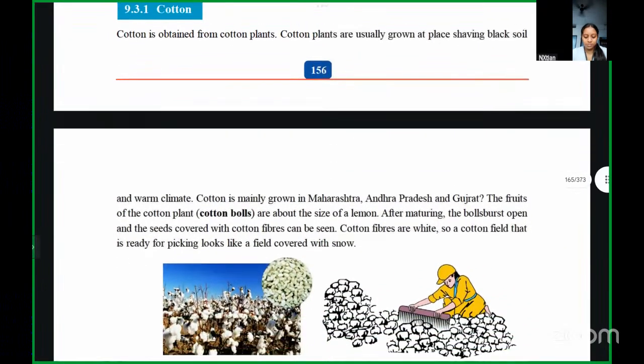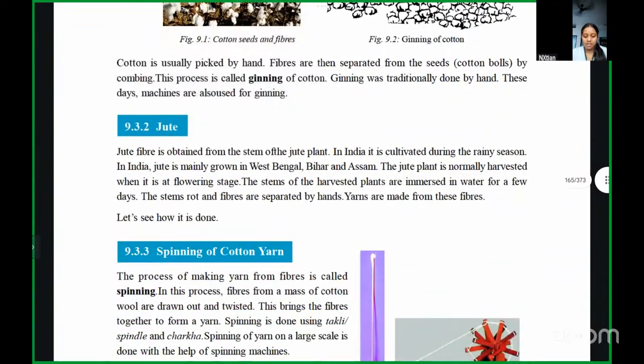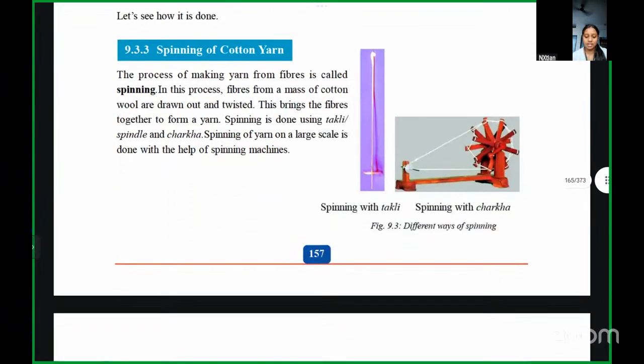Then cotton, what are cotton fibers? How are they obtained from the cotton plant? And then how are they separated from the seeds, the process of ginning? You should know what is ginning, what is spinning, what is cowering, what is dyeing, what is reeling, the meaning of each of them separately. Then what is jute, where it is mainly grown, when it is cultivated, and how it is cultivated.